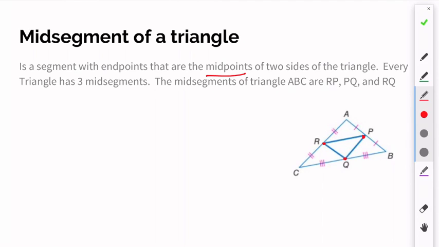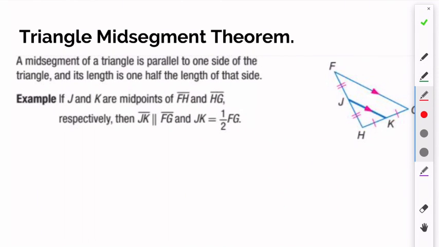Okay, the mid-segments of triangle ABC, well, here's the segments. They go from midpoint to midpoint. So RP is 1, PQ is 1, and RQ is 1. Those are the three mid-segments of the triangle. So we're going to use that definition now to come up with a theorem about that. A mid-segment of a triangle is parallel to one side of the triangle.